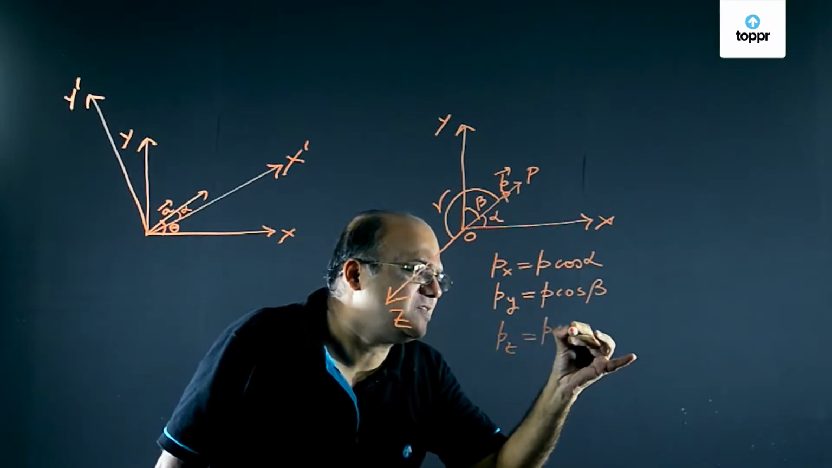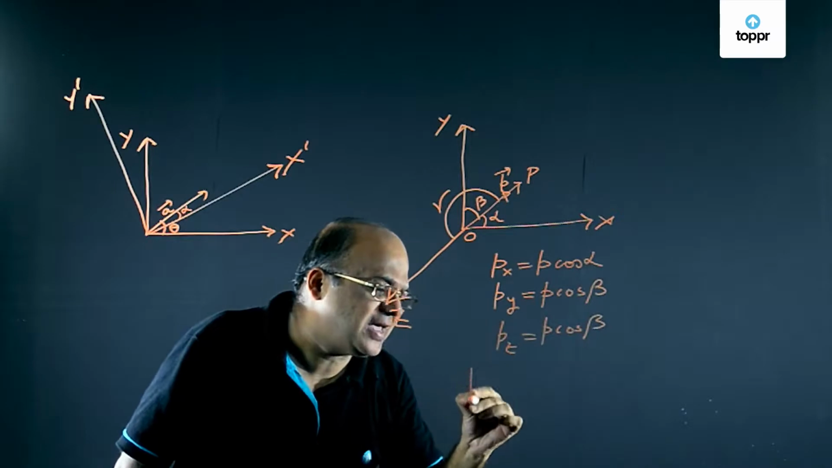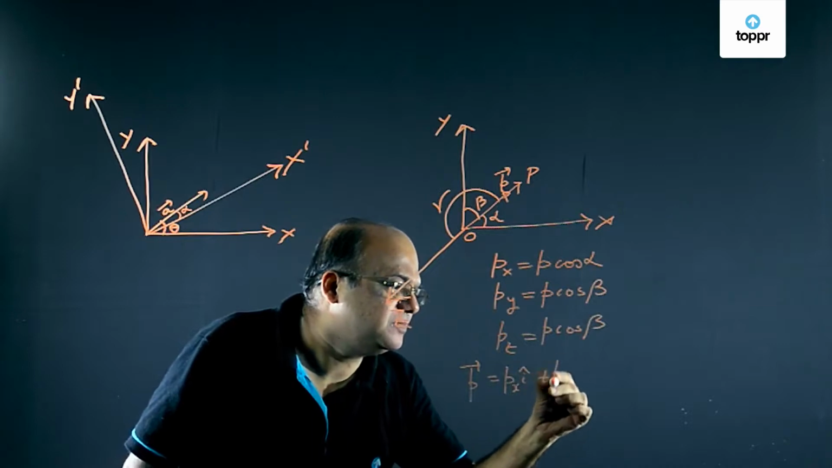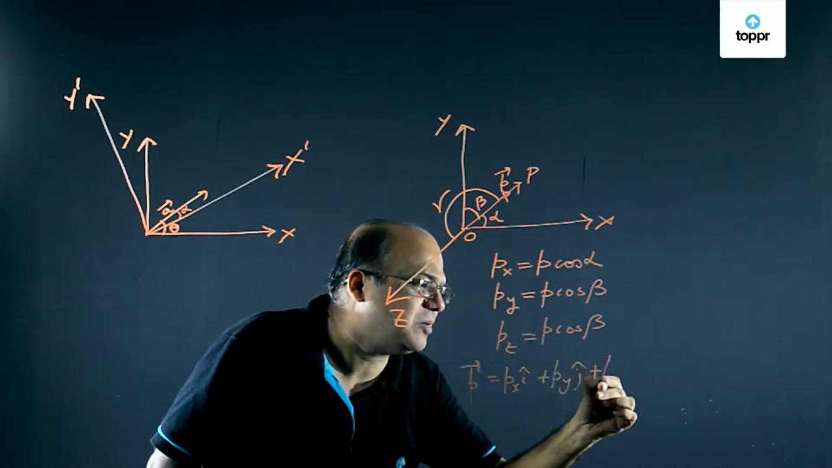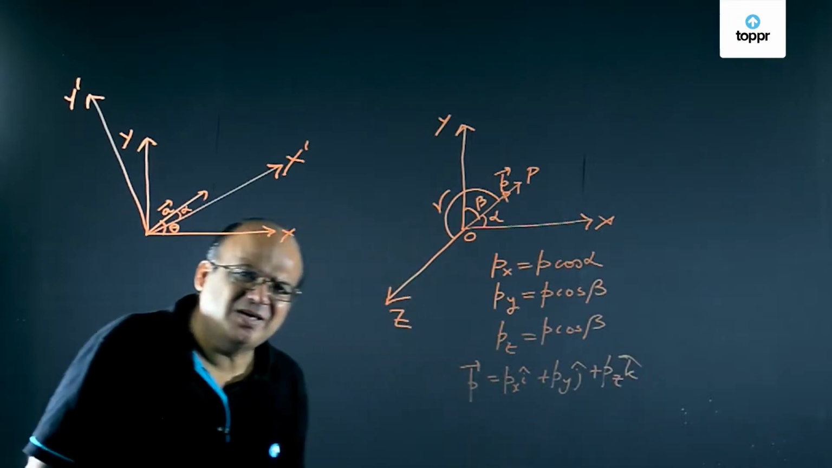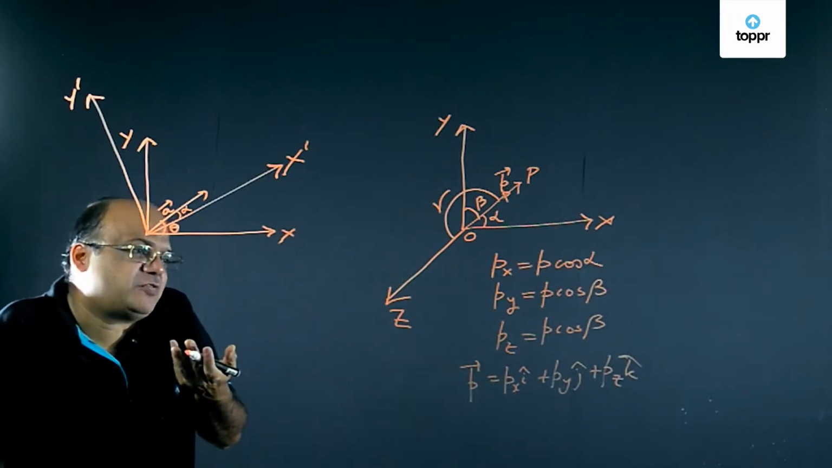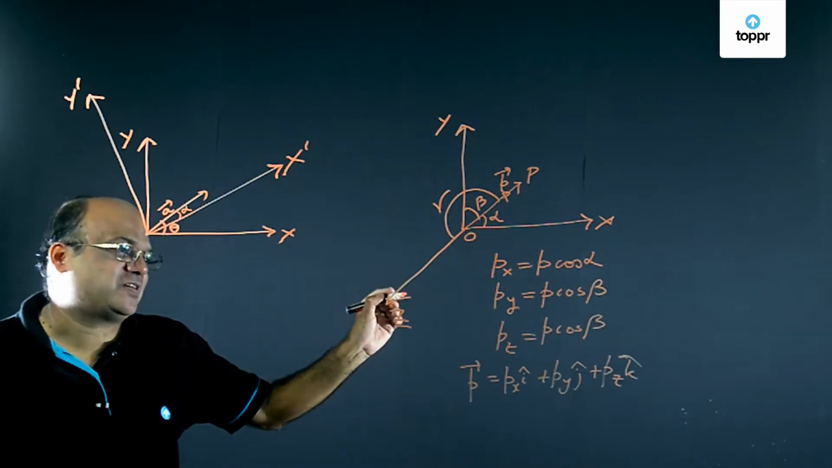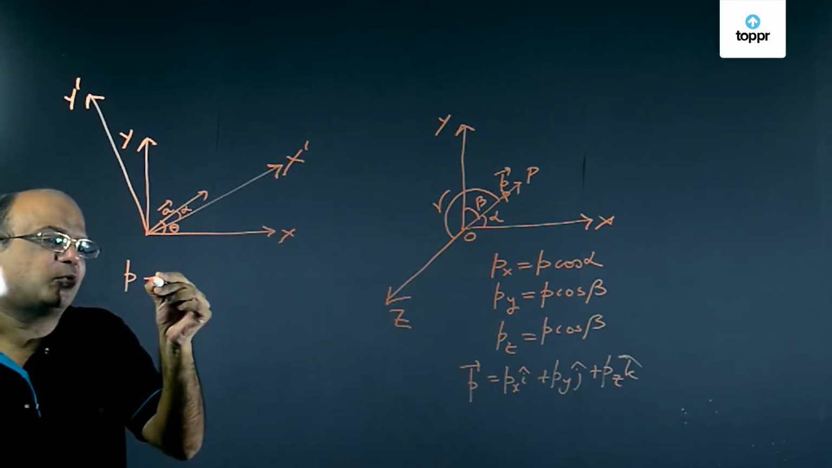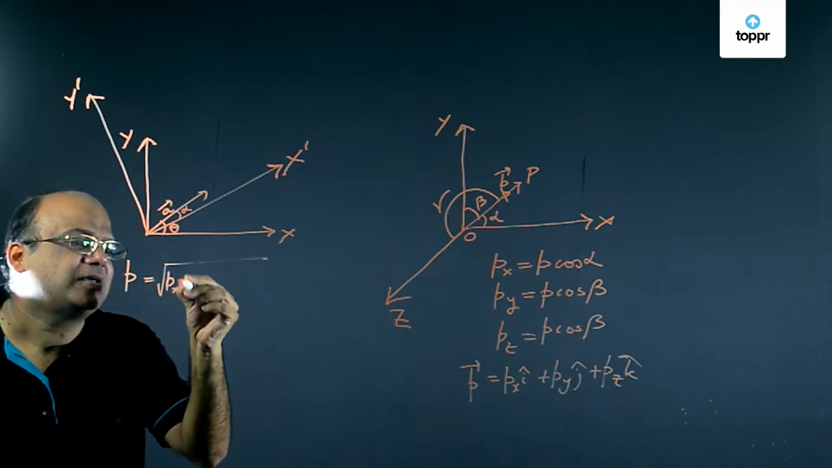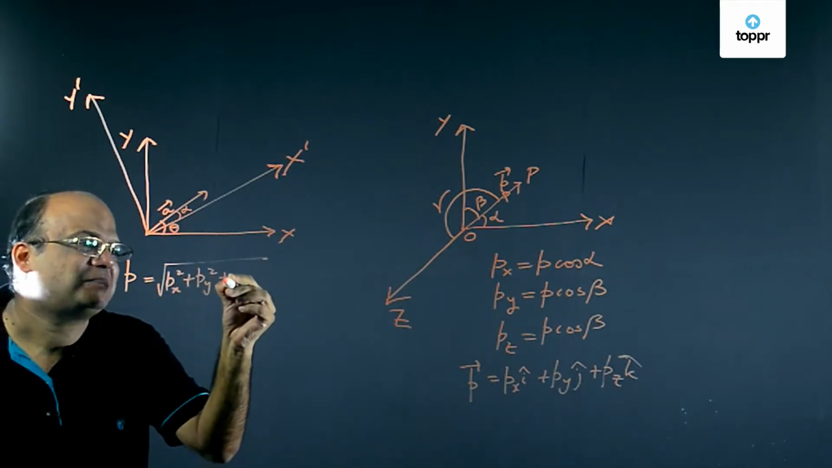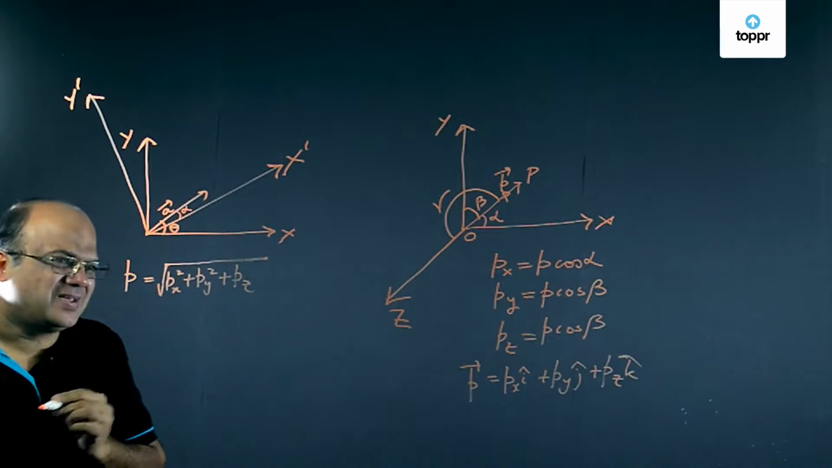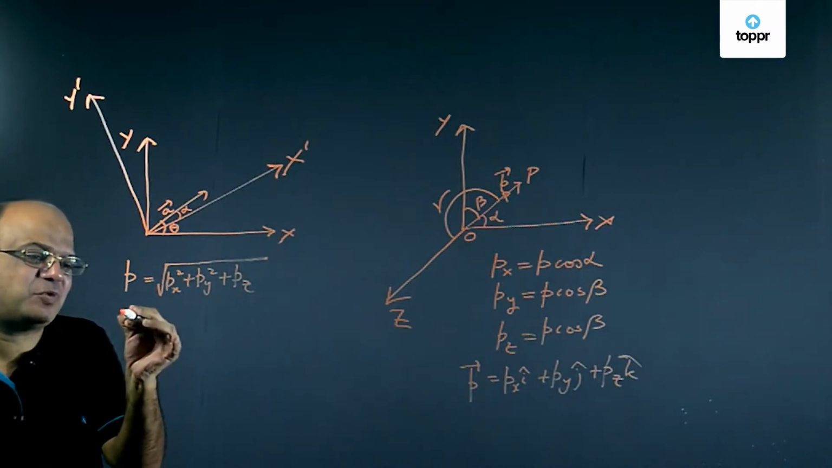So now this P vector is equal to Px i cap plus Py j cap plus Pz k cap. Right? So what is P equal to? We have seen magnitude of a vector. So P will be root over Px square plus Py square plus Pz square. Now we don't like this square root sign. So we can take square of both sides.